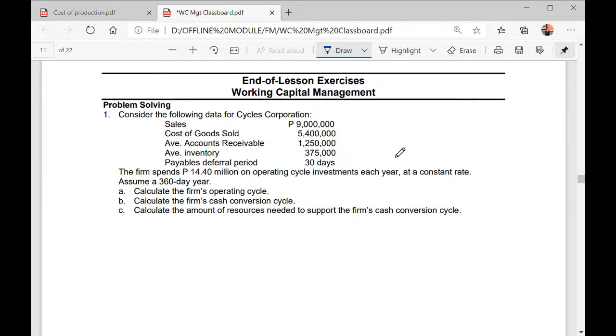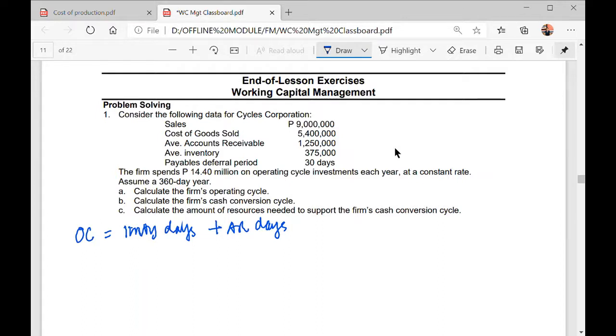Anyway, let's answer problem number 1. This is review. Let's proceed with page 16. The first question is to calculate the operating cycle. If you can still recall, the operating cycle is equivalent to your inventory days plus the AR days, the number of days in inventory and the number of days it takes to collect the receivable.